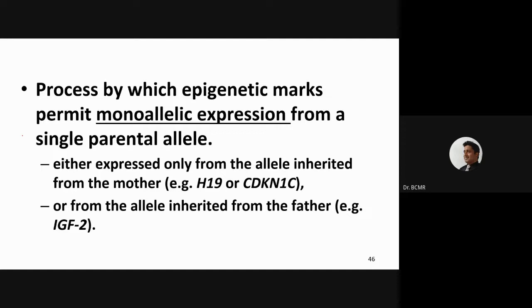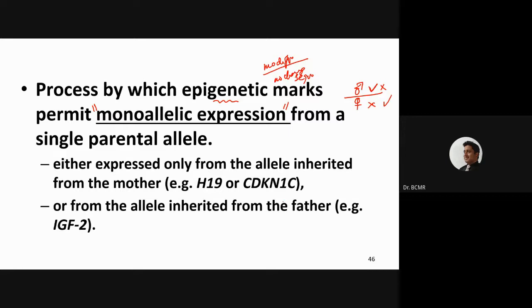So this is the other definition for imprinting, you can say. It is epigenetic marks, epigenetic mechanisms. That means there could be modifications of DNA, physical or chemical, but not change in sequence. And the second part of the definition is permit monoallelic expression. That means you have two alleles, one belonging to the paternal allele, one to the maternal, and only one of them would be expressed. Either the particular gene could be expressed only from the paternal allele or the maternal allele. Some genes are maternally expressed, and some genes are paternally expressed.